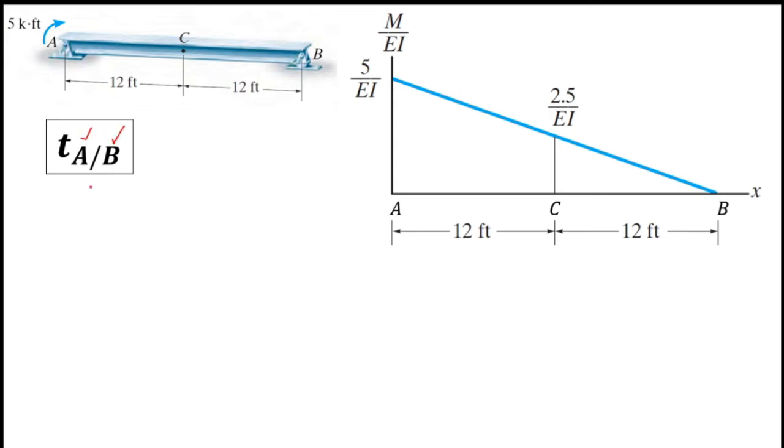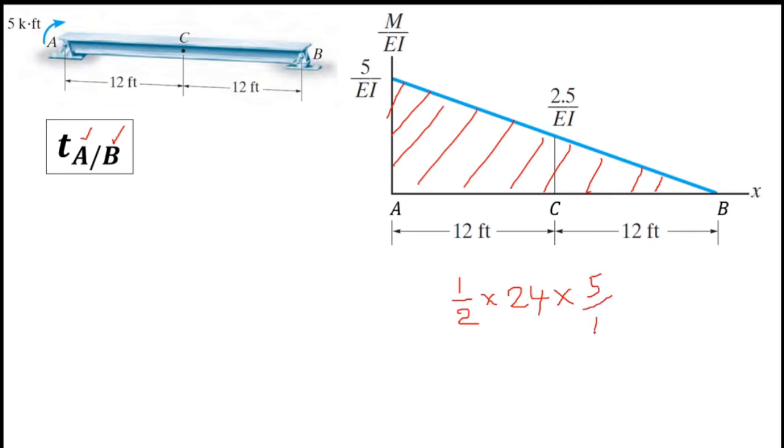First we have to find the area between A and B in the M over EI diagram. You can see here I marked ACB, and the area between A and B is this overall triangle. So we have to find the area of this triangle. It's simple, no? Area of a triangle equals half times this AB length. AB length is 24, 12 plus 12, 24, times this side. This side is 5 over EI. This is the area of this triangle.